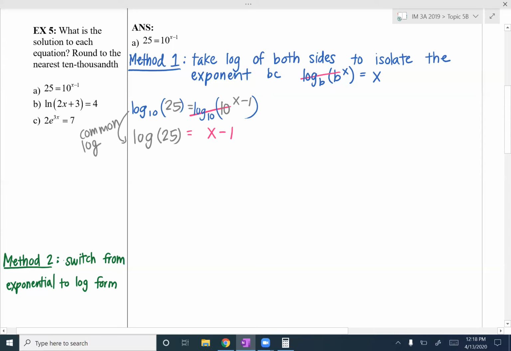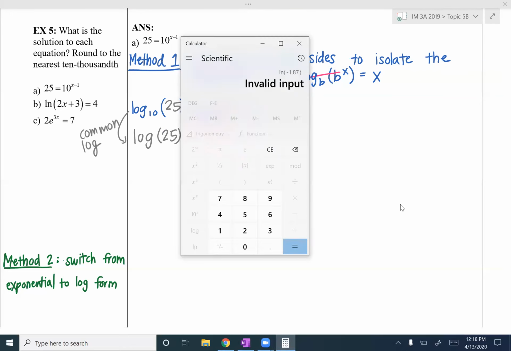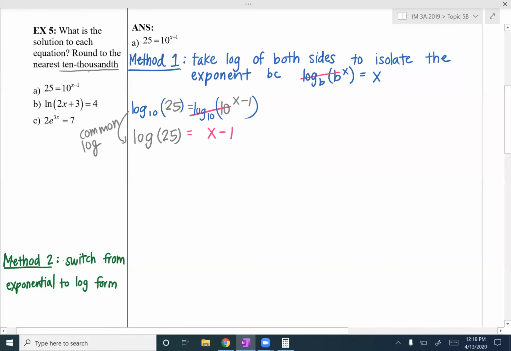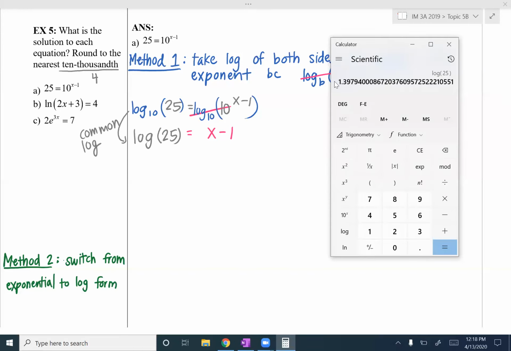That means that I can drop that 10. And so now to solve for x, I'm going to have to add 1 to both sides, but what I need to figure out is what is log of 25. So remember that when I'm doing this, I'm going to take 25, and this is the common log, so I'm using the log button. This is telling me to the nearest 10,000th. Remember, that means 4 decimal places. And so when I look at this number, I have 1.3979. That 4 is going to leave that 9 there.